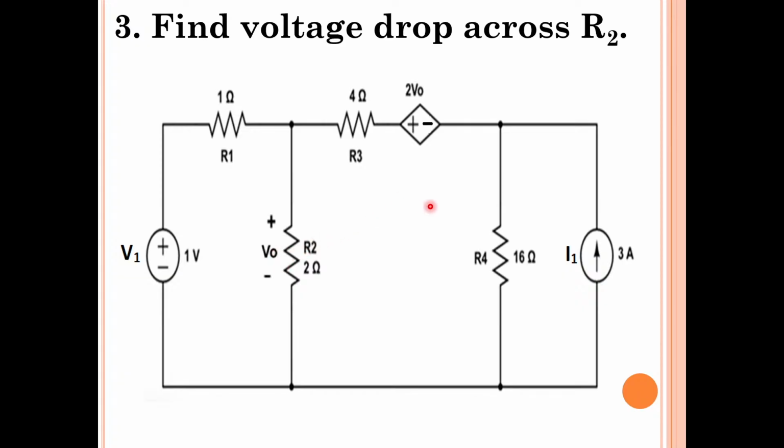Okay, and if you observe here, there are two independent sources, one voltage source and one current source, and one dependent source. This dependent source is a dependent voltage source, and its magnitude depends on the voltage across R2. Just draw the circuit. If you complete, mention C in the chat box so that I will proceed.